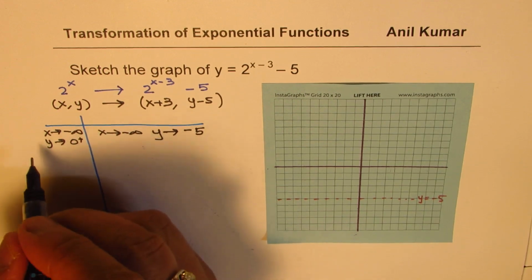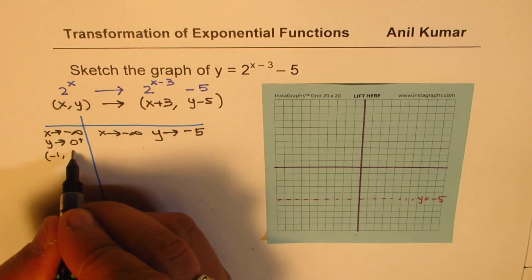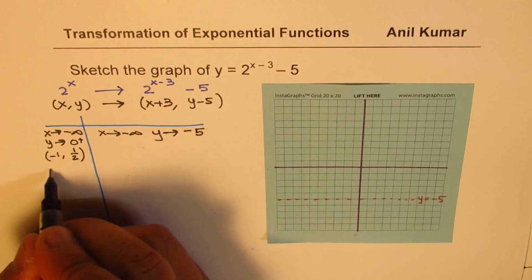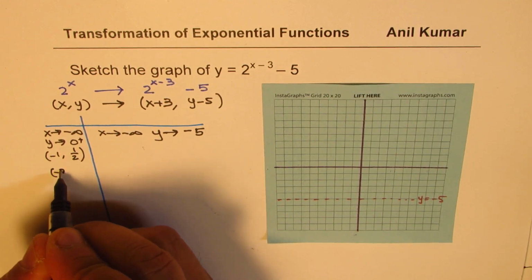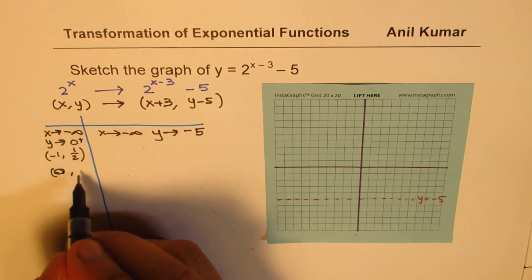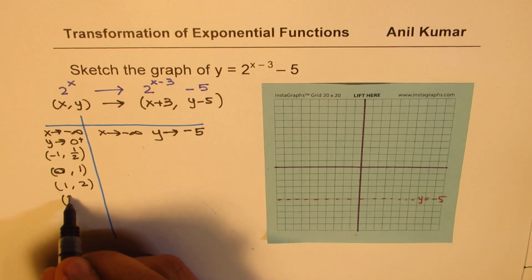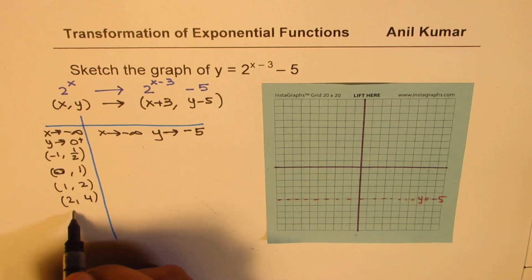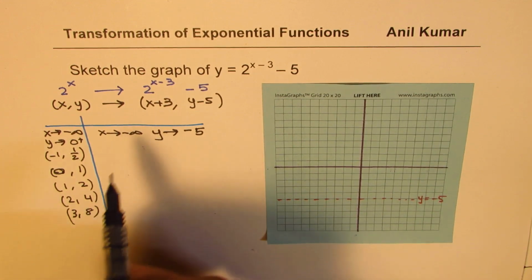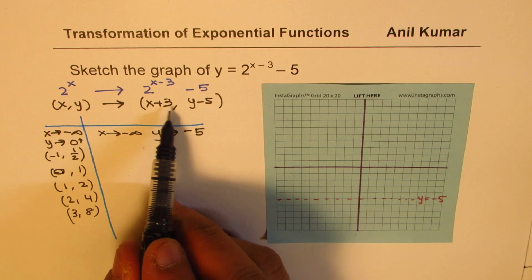Now let's consider the regular points, which are minus 1, and for 2 it will be 1 over 2. Minus 2, better to take 0. So at 0, anything to the power of 0 is 1. For 1, it is going to be 2. For 2, it is going to be 4. For 3, it is going to be 8, right? 2 cubed is 8. Now, applying the transformation to the x values, we have to add 3.